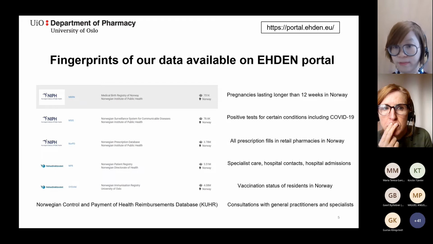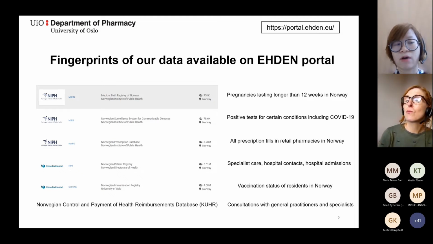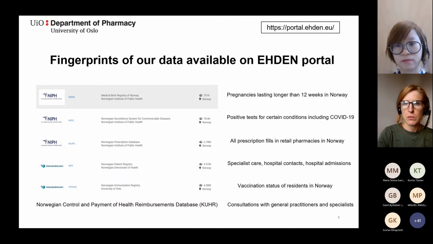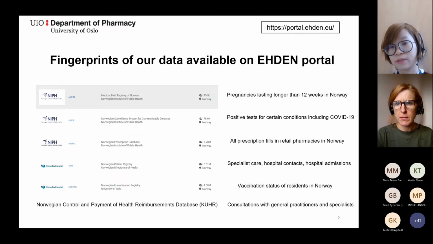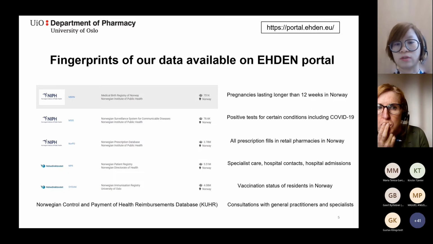But I can briefly introduce the information that we store in each of the databases. For example, MBRN, the Medical Birth Registry of Norway, is coordinated by the Norwegian Institute of Public Health, where we have information on all pregnancies lasting longer than 12 weeks in Norway, so very detailed pregnancy-related information. In MSIS, we have all the positive tests for certain conditions, including COVID-19. In the Norwegian Prescription Database, NorPD, we store all the information regarding the dispensation of prescriptions filled in retail pharmacies in Norway. In NPR, we have information regarding specialist care utilization, hospital contacts, and hospitalizations all over Norway. In SYSVAK, we have information on the vaccination status of all residents in Norway. And for the KUHR database, we have consultations with general practitioners and specialists in Norway.